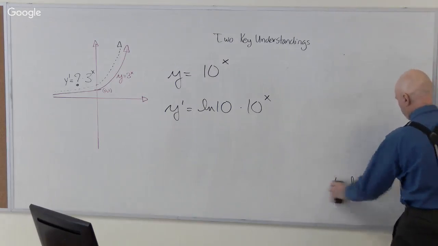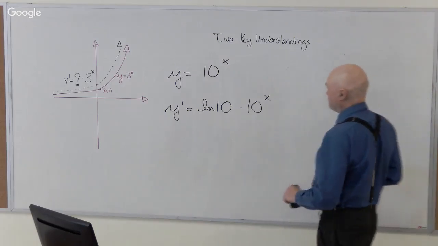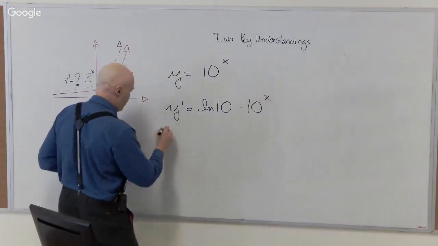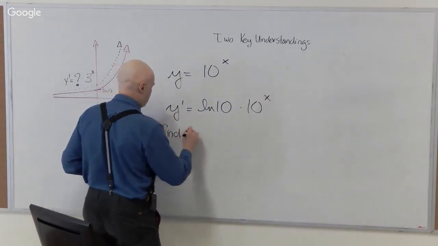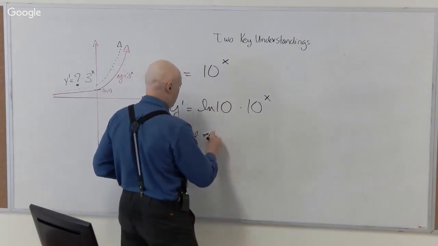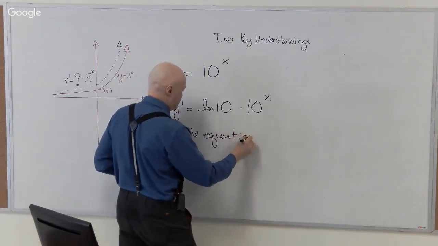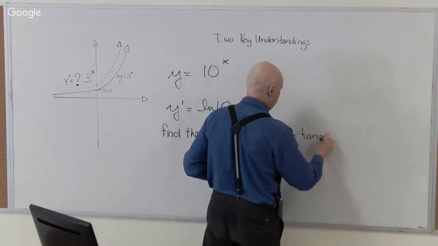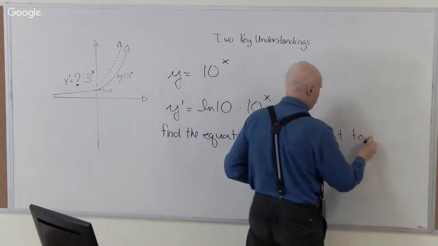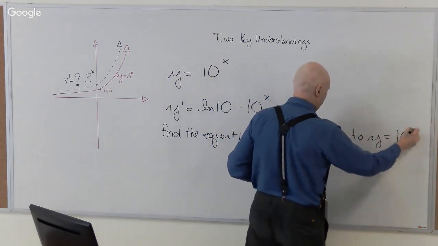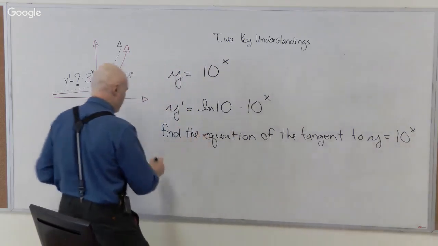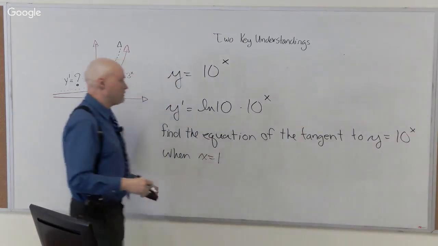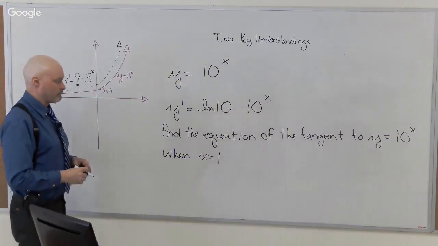So let's use this derivative in a really calculus-y problem. Let's find the equation of the tangent to y equals 10 to the exponent x when x is equal to 1. There we go. Lots of magic and mystery in there.